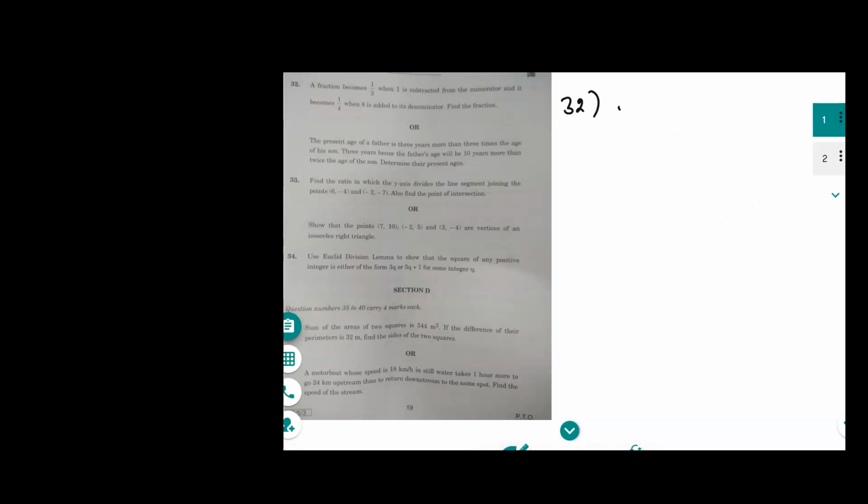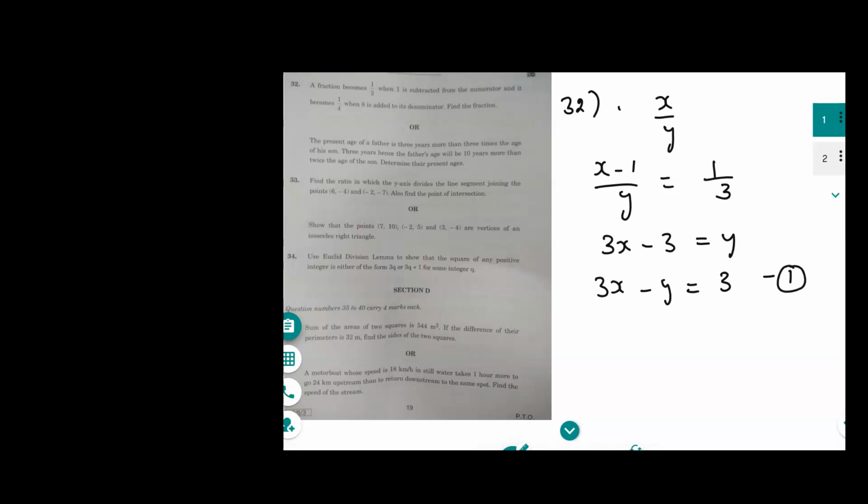The 32nd question. A fraction becomes 1 by 3 when 1 is subtracted from the numerator, and it becomes 1 by 4 when 8 is added to the denominator. Find the fraction. Let the fraction be x by y. The first condition, when 1 is subtracted from the numerator, that is x minus 1 by y, the fraction becomes 1 by 3. Now cross multiplying, you get 3x minus 3 is equal to y, or 3x minus y is equal to 3. Let that be the first equation.